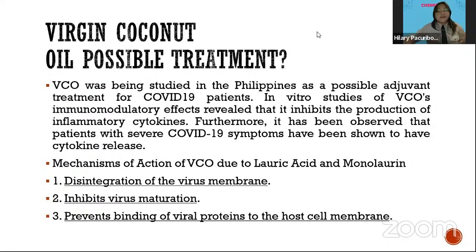Number three, a study in 1994 by Hornung showed that in the presence of lauric acid, the production of infectious vesicular stomatitis virus was inhibited in a dose-dependent and reversible manner. Why? Because they observed that lauric acid did not influence viral membrane protein synthesis, because it actually prevented the binding of viral M proteins to the host cell membrane.